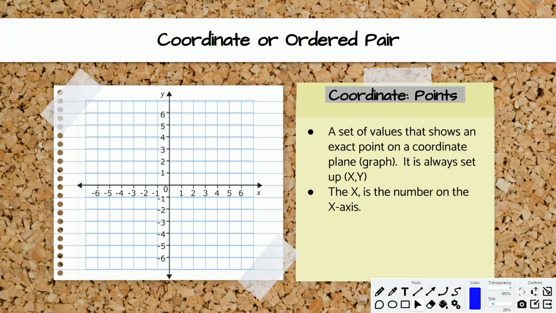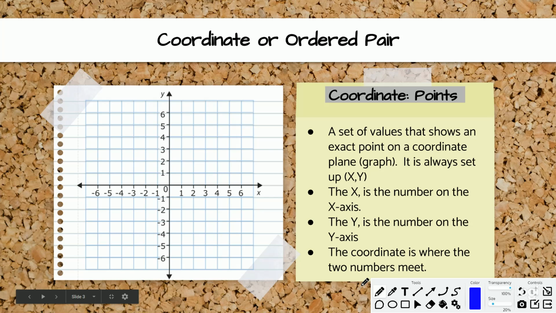The x is the number that's on the x-axis, so it's going to be one of the numbers that are here. And then the y would be the number that would be on the y-axis, which would be here. So this number right here is the number that would be on the x-axis, and this number here is the number that's on the y-axis. The coordinate is where the two numbers meet.